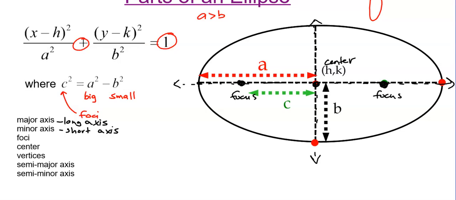Vertices, you actually have a major set of vertices and a minor set of vertices, and I'm just going to put those on here. So these are your major vertices.